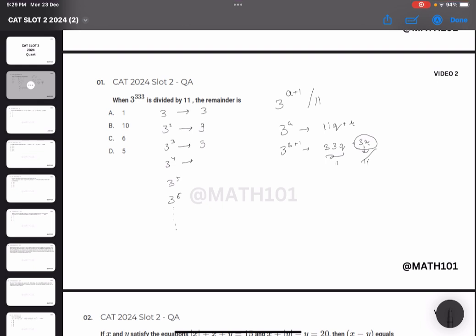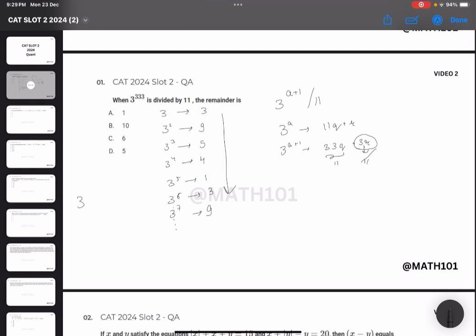So 5 into 3 is 15. This leaves a remainder 4. 4 into 3 is 12. This leaves a remainder 1. 1 into 3 is 3. This leaves a remainder 3. And again 3 to the power of 7 leaves a remainder 9. So the cycle repeats this way.